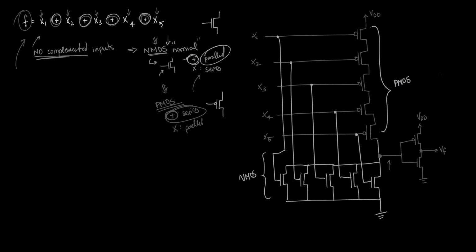So all of the outputs will be complemented on this wire coming out of the original gate. And then when you run it through the extra inverter, it's going to uncomplement them. And your VF is going to properly represent your function here. So that's how you would draw the CMOS for this function.